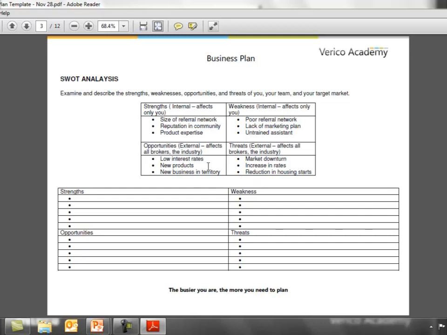So an opportunity could be low interest rates, new products that are coming out, a new business that is coming into your territory. A threat could be things like a market turn down, increase in rates, or reduction in housing starts. All these could affect you in the way that you do business and how your competition does their business.